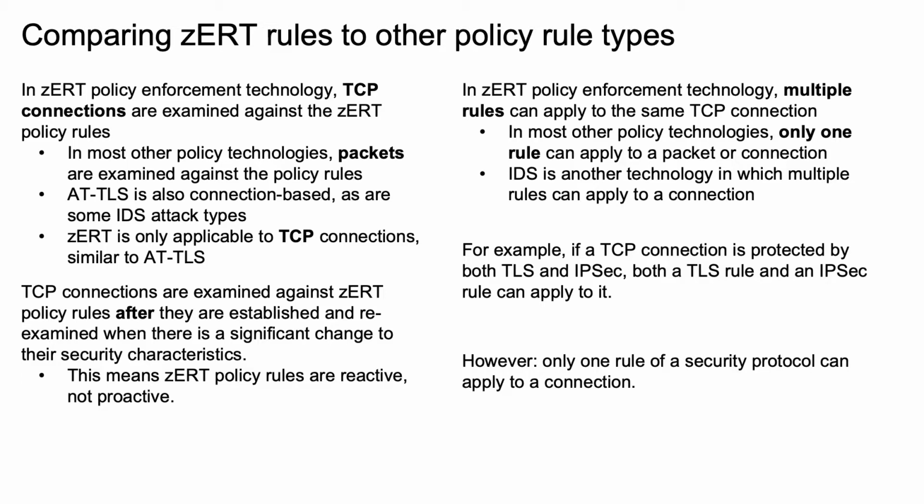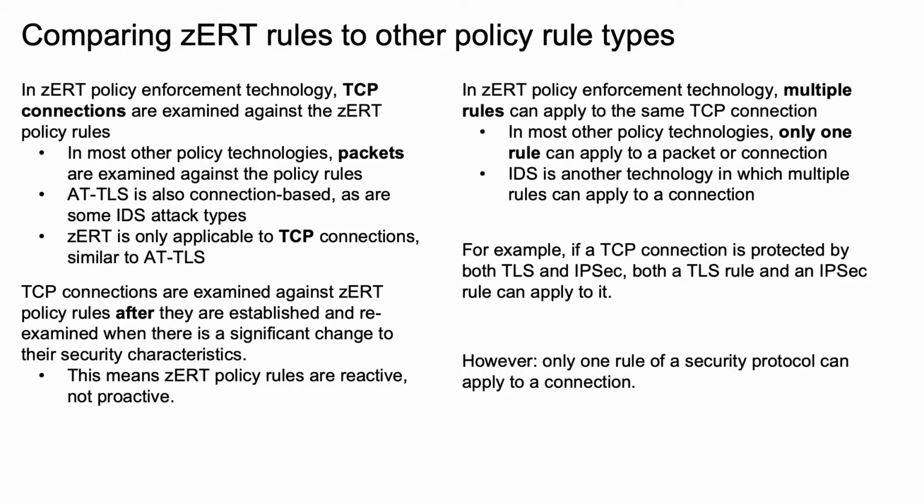What's important to us is this means ZERT rules are reactive, not proactive. They act on connections that are already established. Connections are also re-examined if the security characteristics change significantly during the life of the connection. For example, FTP starts out in clear text and then can send a command on the control connection to start TLS, then later can send another command on the control connection to stop TLS. In that case, this connection is examined 3 times.